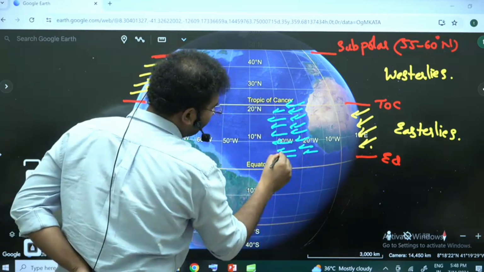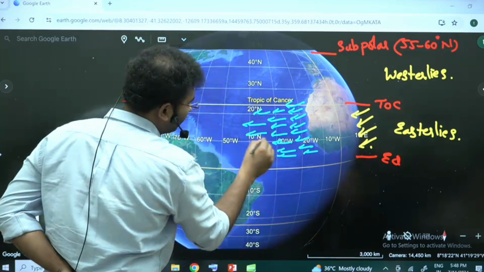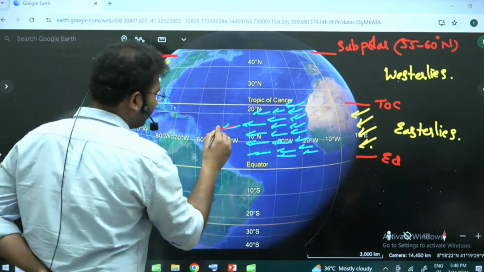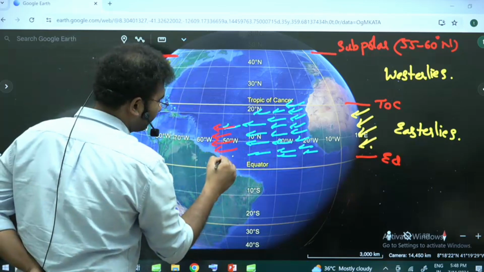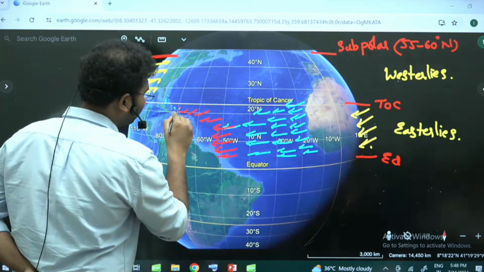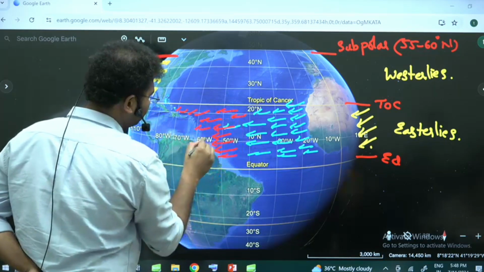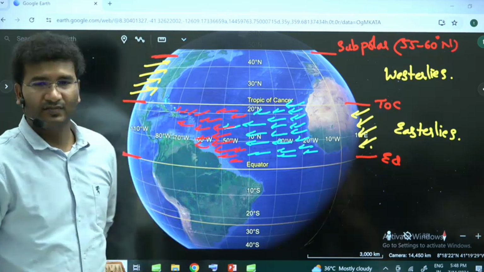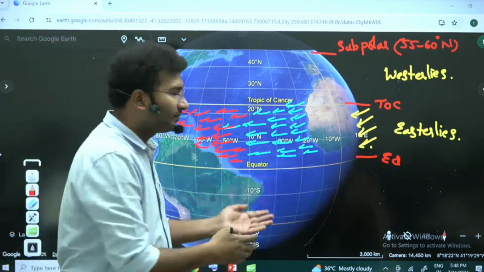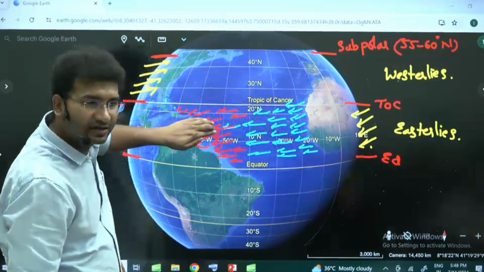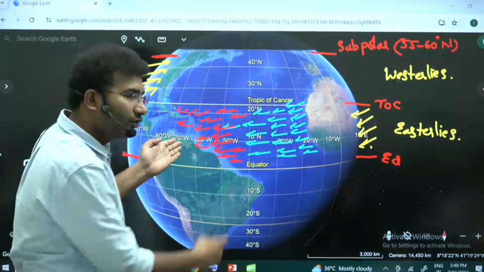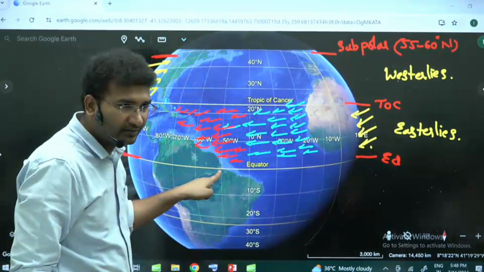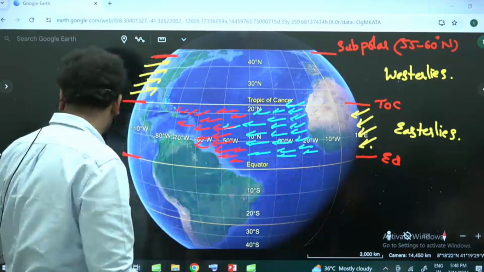Right? Now, as soon as it reaches here, what kind of water do you have? Warm or cold? Why do you have warm water? Basically, this water which started to move from here, don't you think that they are sinking? Here, downwelling is taking place. Here, upwelling is taking place.